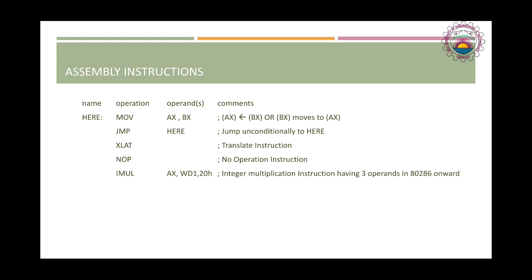The IMUL instruction with three operands is available in 32-bit processors. So we have taken this example to show that there may be three operands possible, but this instruction is present in processors 80286 onward until Pentium 4. So that instruction will be multiplying WD1 with 20X and the result will be stored in AX.